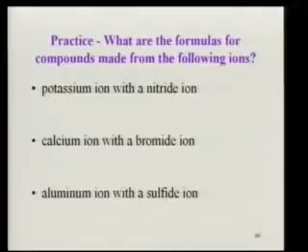Try not to look down, try not to cheat. Let's see if we can do it in our head here. What are the formulas for the compounds made from those ions? If you had potassium and a nitride ion, potassium has what charge? +1. Nitride would have what? -3. So how would you write that? K3N. You'd have to have 3 potassiums to balance out that negative charge from the nitride ion, from nitrogen.